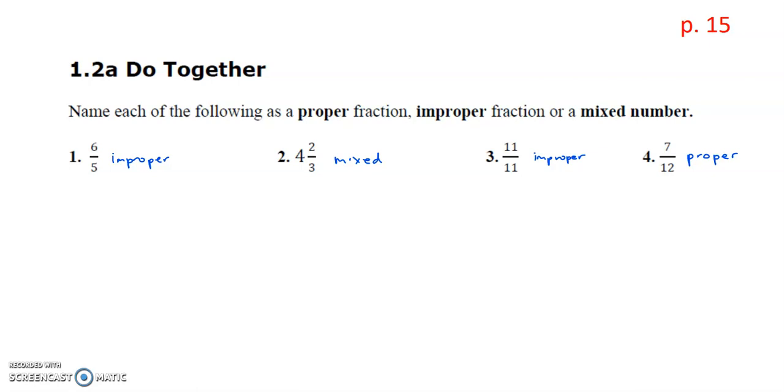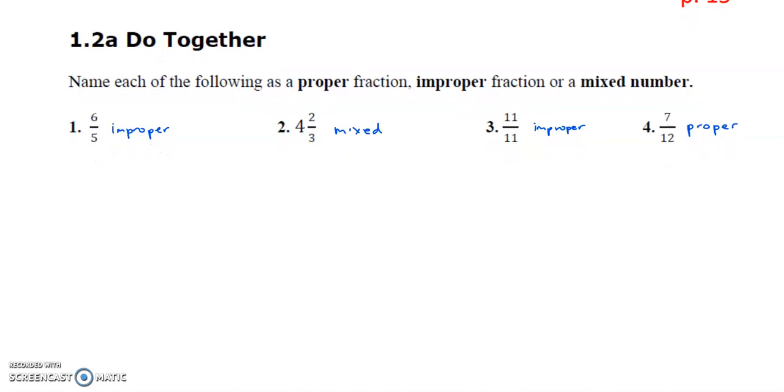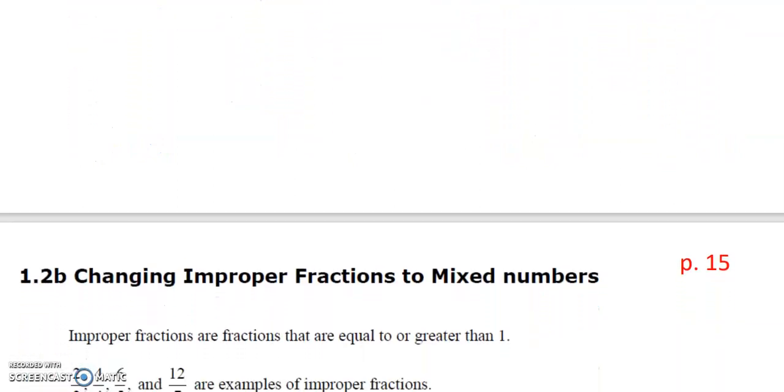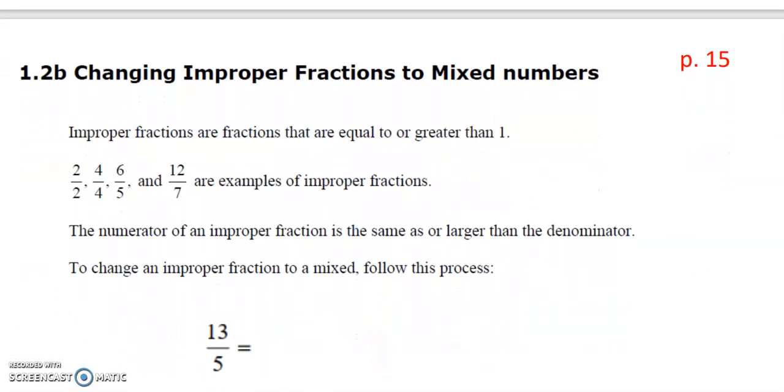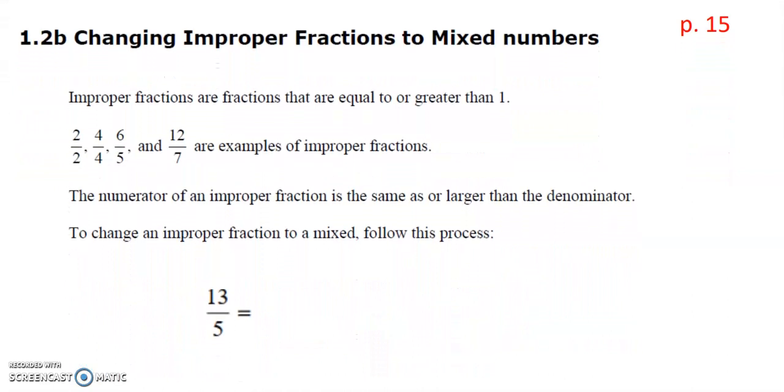Okay, so now we know a little bit about proper, improper, and mixed. Let's talk about changing improper to mixed and mixed to improper. So first up, we're going to change improper fractions to mixed numbers. Now, improper fractions are fractions that are equal to 1 or greater than 1. Okay, so those are our two kinds. 17/17 is equal to 1. 18/17 is greater than 1. So all of these examples here that they provide are improper fractions.